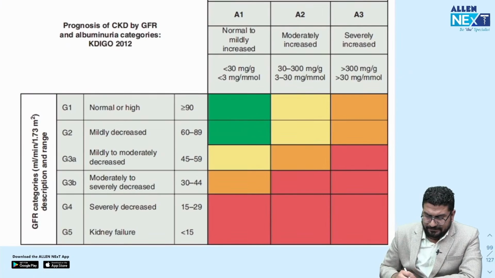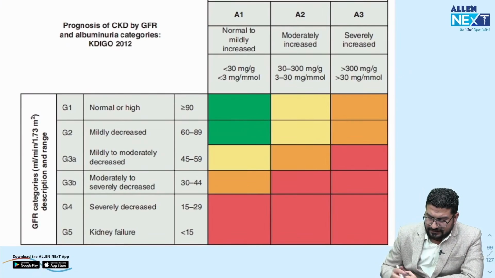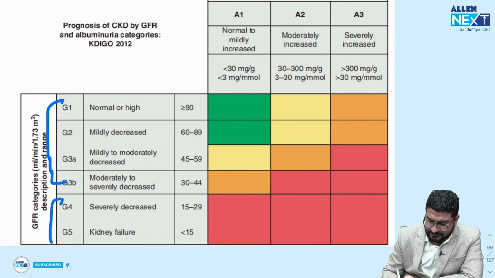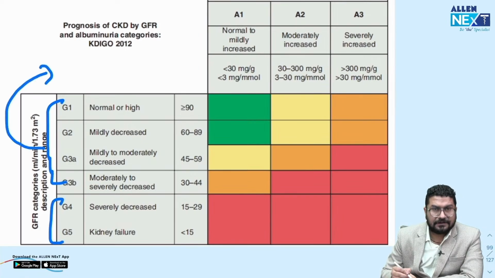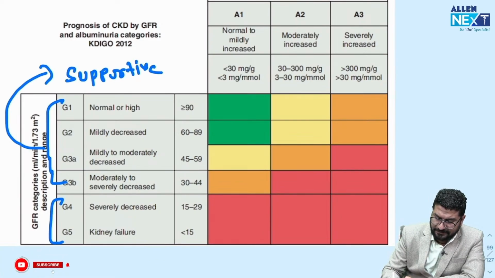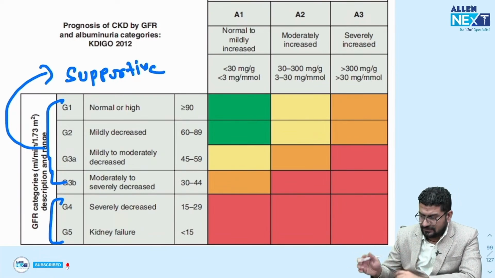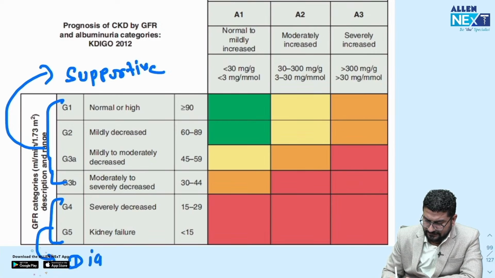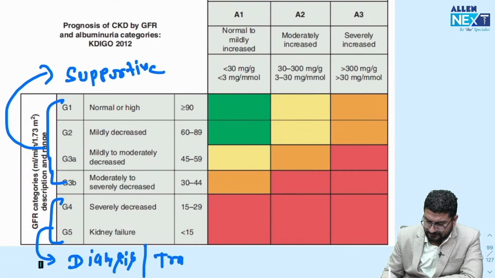Now understand, based on GFR, we can calculate G1, G2, G3. These are stages, and G4, G5. So in G1, G2, G3, our treatment is supportive or symptomatic treatment, means whatever symptom needs to be treated. In G4, G5, the treatment is dialysis, but the best will be transplant. These are the stages of CKD.